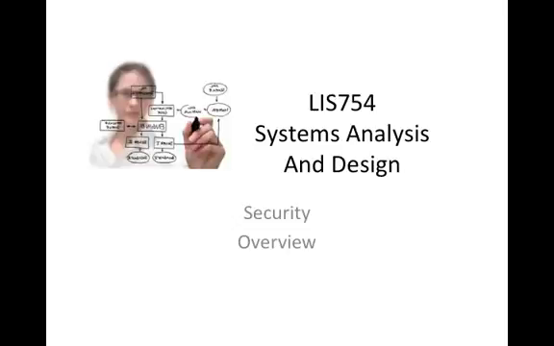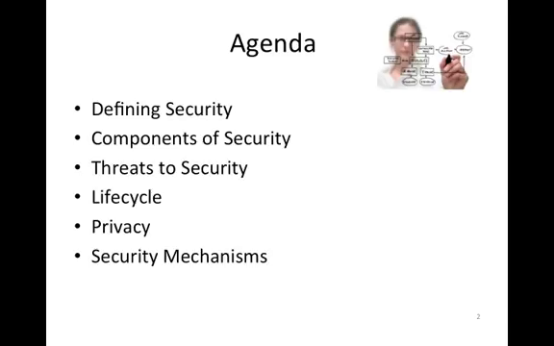Welcome to LIS754 Systems Analysis and Design, and in this session we are going to have an overview of security. We're going to define security, we're going to think about the primary components of security and threats to security. We're going to look briefly at the life cycle of security, think about privacy, which is somewhat different than security, but certainly related. And then we're going to think about the specific mechanisms that we can implement in our systems to keep them secure.